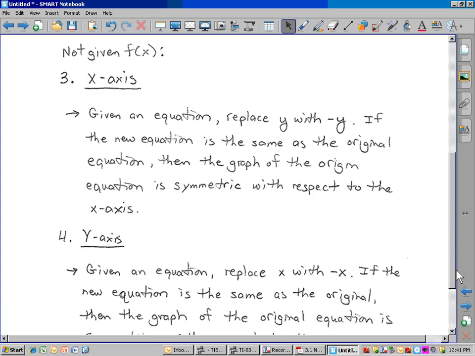X-axis. If you're given an equation, not a function, you are to replace y with negative y. If the new equation is the same as the original, then it is symmetric with respect to the x-axis. Okay, so it's a test for symmetry. You have to memorize it. Think of it as an exercise in self-discipline. Don't be lazy. You got to memorize it. Okay? I'm telling you, you will have to know them in calculus and college algebra.